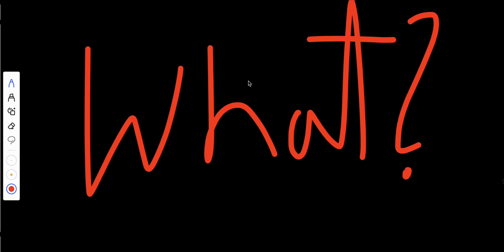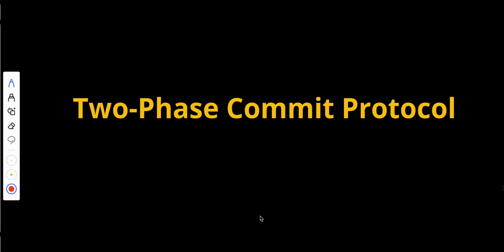But here is the challenge. How do we coordinate updates across different partitions without any conflicts at all? The answer lies in the two-phase commit protocol. To solve this, distributed systems use the two-phase commit protocol, or 2PC for short. It breaks down the process into two distinct phases, the prepare phase and the commit phase.